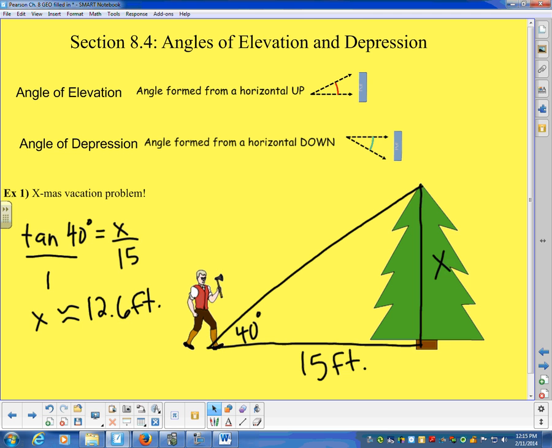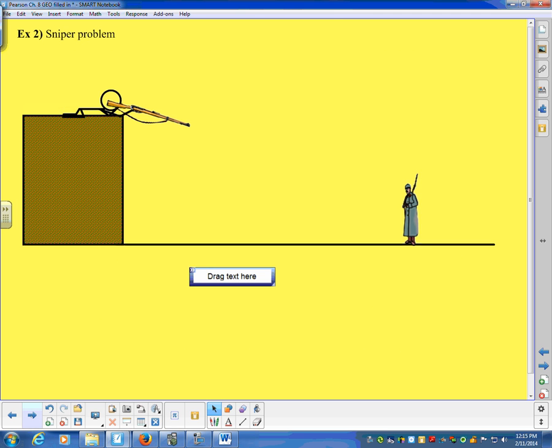Okay. All right, let's look at our angle of depression problem. This is kind of depressing. It's kind of violent. That's the way we like it.